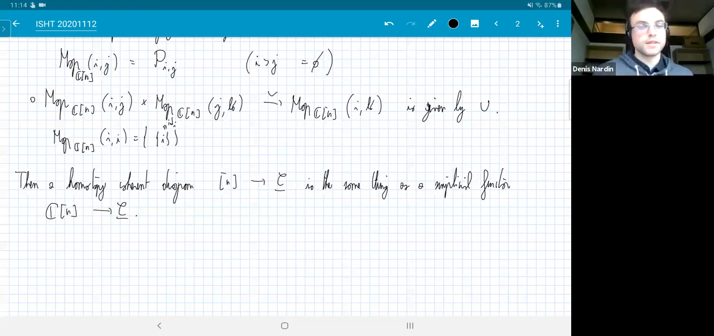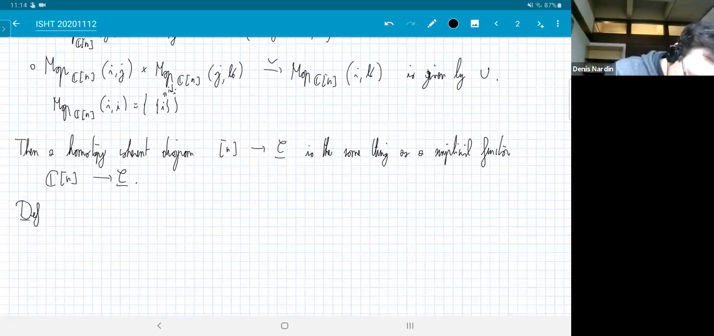In fact, I'm halfway tempted to give it as an exercise on the next exercise sheet. But the trick is that every category can be built out of these brackets n. If you think about it, every category is just a bunch of objects and a bunch of compositions that are glued together in some way. So in fact, this notion of homotopy coherent diagram is all that I need. And let me make this precise.